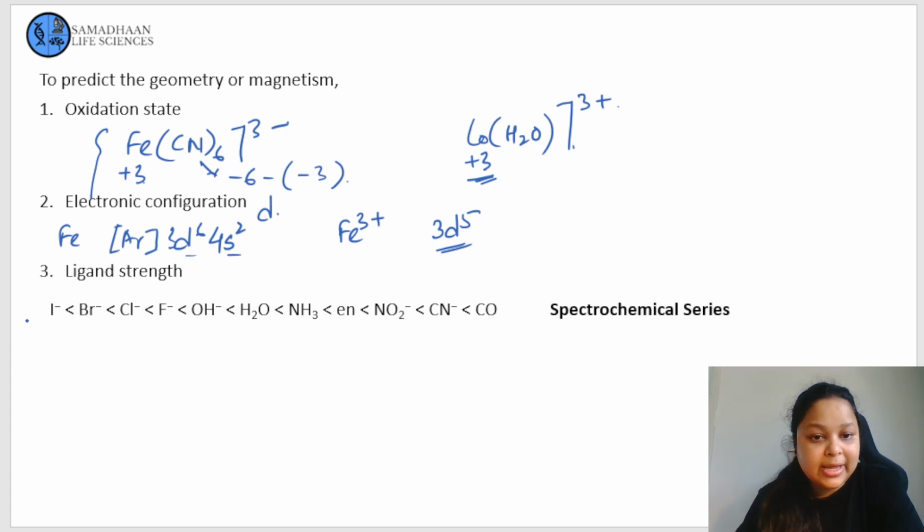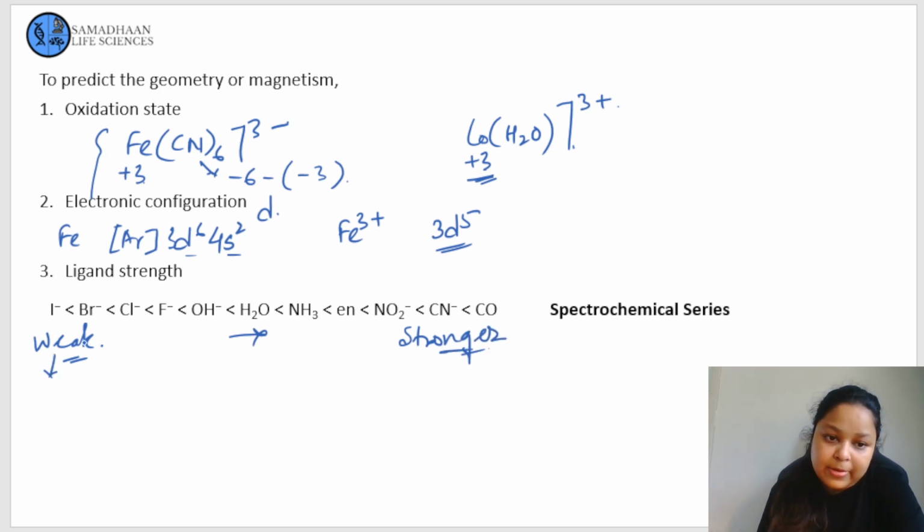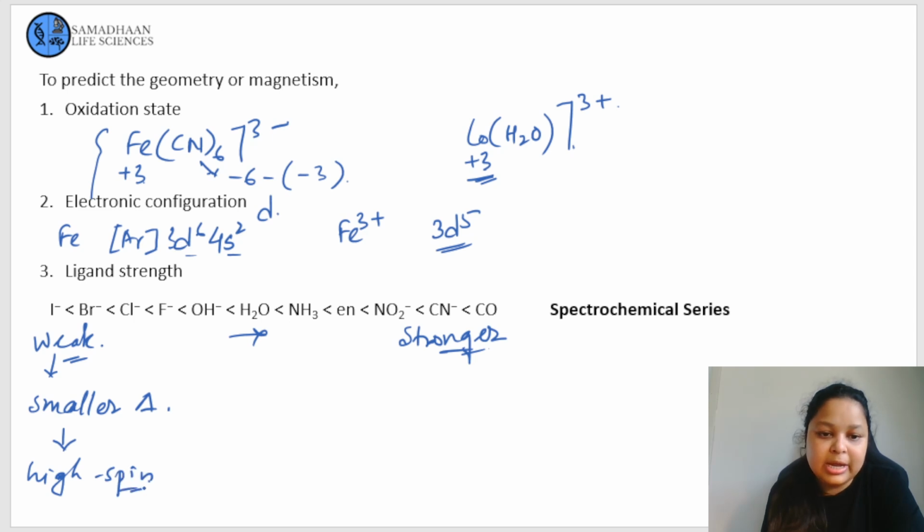Next you have to see the ligand strength. So we will use this spectrochemical series. At this end we have the weak field ligands, and in this direction we have the stronger field ligands, right? The weak field ligands will create a smaller splitting energy for the complexes, which results in high spin complexes. That means the electrons can remain unpaired and the energy gap between the split d orbitals is lower, so electrons can go easily to the higher energy d orbital.